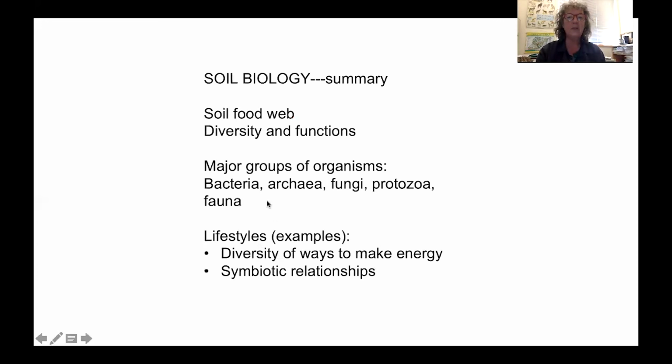We talked about the major groups of organisms that are in soil very briefly. Sorry about that. There's many more things that we could say. And then we talked about lifestyles. So there's a huge diversity of ways microorganisms make a living and obtain energy, and that is the driving force behind biogeochemical cycles. And also symbiotic relationships are really important, and they are part of the lives of everybody, including us, in ways that we're only starting to learn about with our microbiomes.